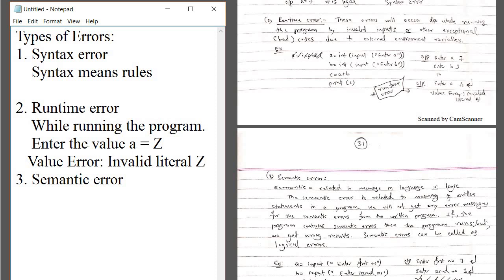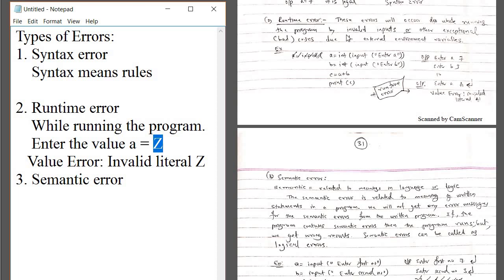This is the output I am getting from the program. Because the machine is asking you to enter the value of a, I need to enter a number, but instead of entering a number I entered Z, that is invalid input. This is a runtime error. That is what I have written in my notes. Enter a is 7, enter b is 3, then the result is 10. There is no runtime error. Enter a, I entered capital A, that is wrong. ValueError, invalid literal a. This is the example for a runtime error.